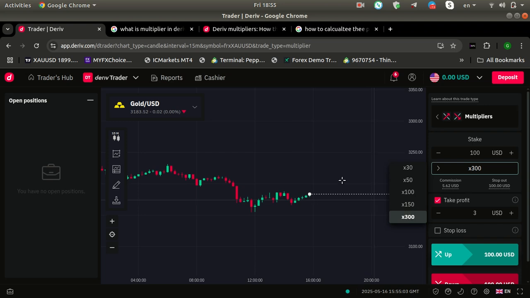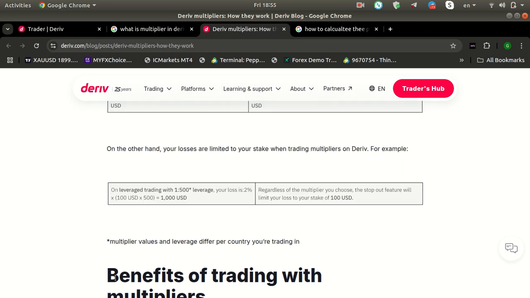Alright, and if I select up, but the price decides to go down and make a loss, I will only lose this amount that I staked. Yeah, that's what it's saying at this part, that you can only lose the amount you staked. Alright, regardless of the multiplier you choose, the stop out feature will limit your loss to your stake of 100. Basically that's what it's saying here.